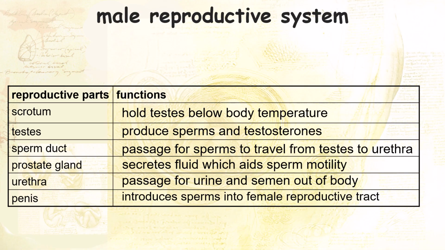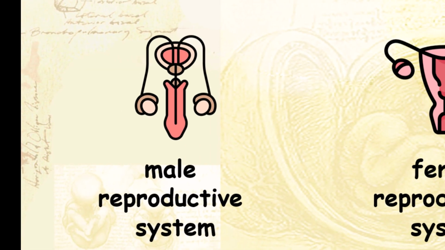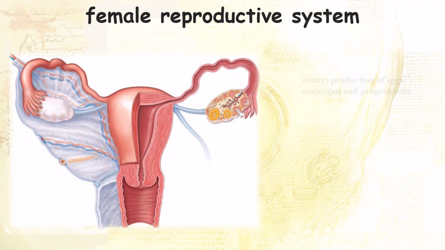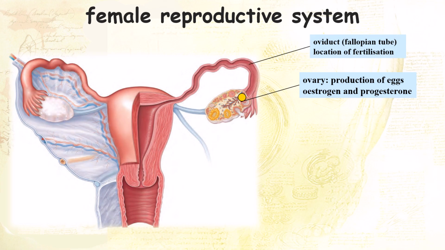Besides the male reproductive system, we also have the female reproductive system. Females have a pair of ovaries on both sides. They produce eggs and also secrete female hormones. An egg is released into the oviduct, or fallopian tube.